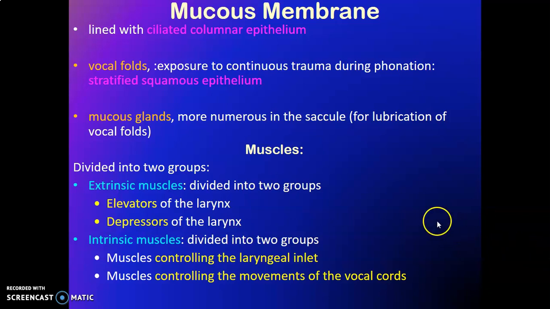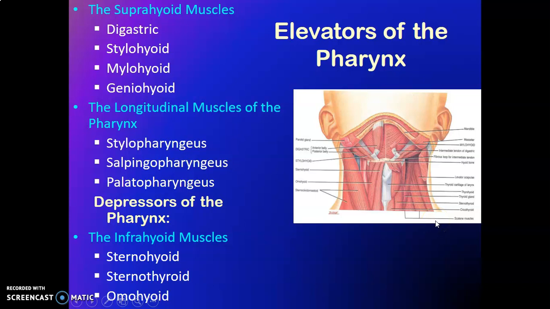So for the muscles that cause elevation and depression of the larynx, remember the larynx is found anterior to the pharynx. So elevation of the larynx occurs together with elevation of the pharynx. So suprahyoid muscles such as the digastric, the mylohyoid, the stylohyoid, from styloid process to the hyoid bone, all these cause elevation. Then you also have stylopharyngeus, salpingopharyngeus, and palatopharyngeus muscles, which are longitudinal muscles of the pharynx that will cause elevation of the pharynx. We also have the depressors, such as the infrahyoid muscles. These include sternohyoid, sternothyroid, and omohyoid muscles.